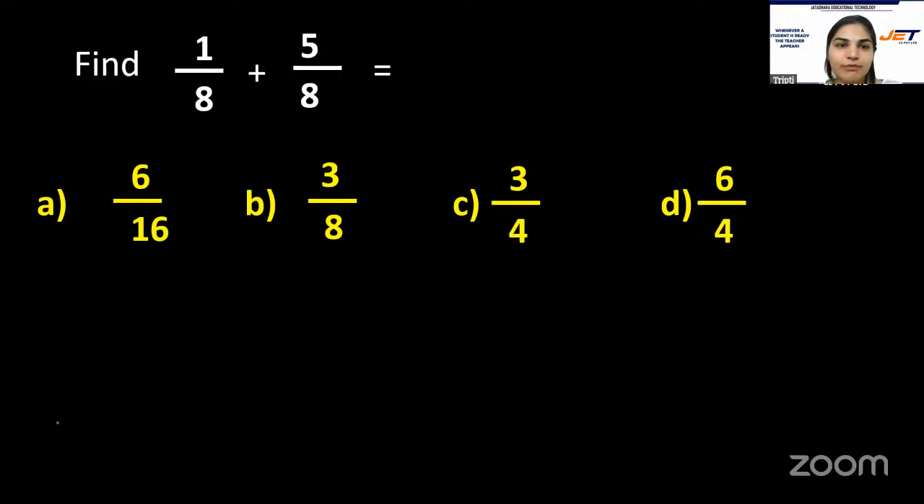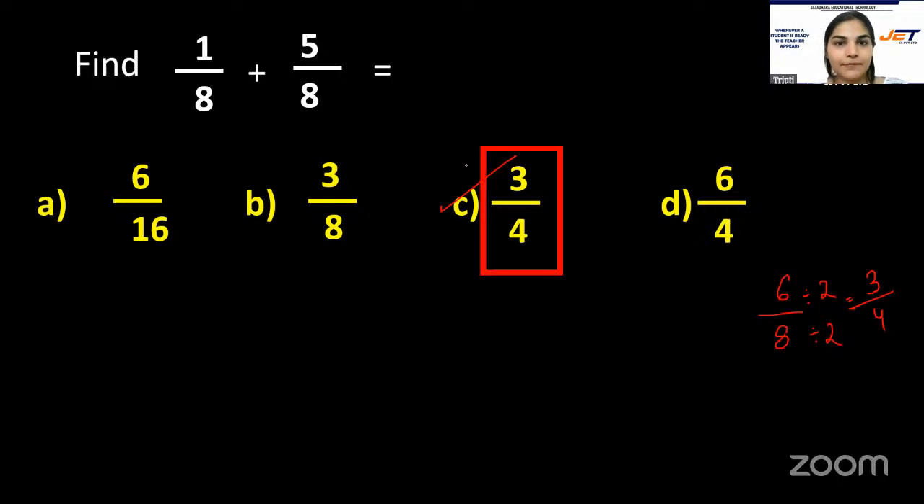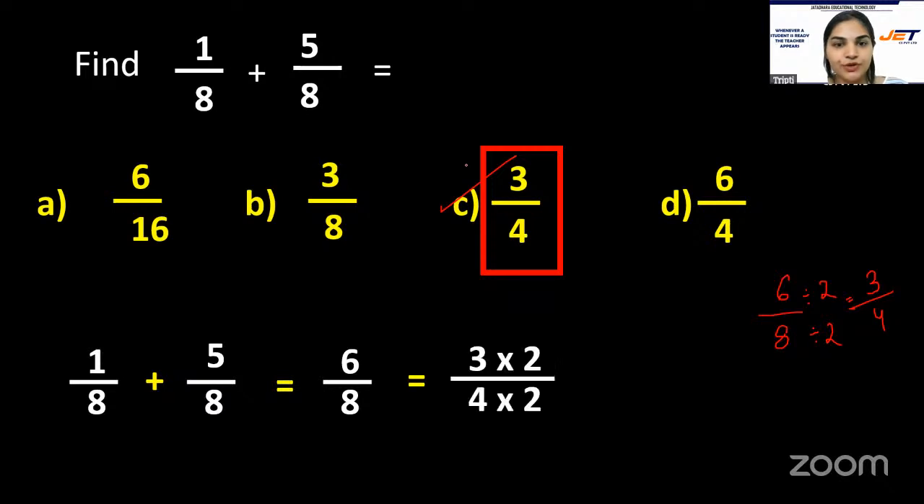1 by 8 plus 5 by 8, as I said, add the numerators, do not add the denominator. 1 plus 5 is 6 by 8, but I can't see 6 by 8 anywhere. That means this fraction has been reduced. If I reduce this fraction, I'll get 3 by 4. So 3 by 4 is what I have got. 1 by 8 plus 5 by 8 is 6 by 8, whereas I will reduce this fraction and will get 3 by 4.